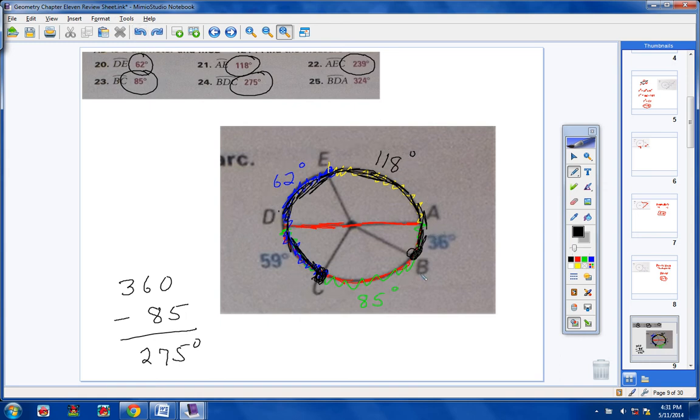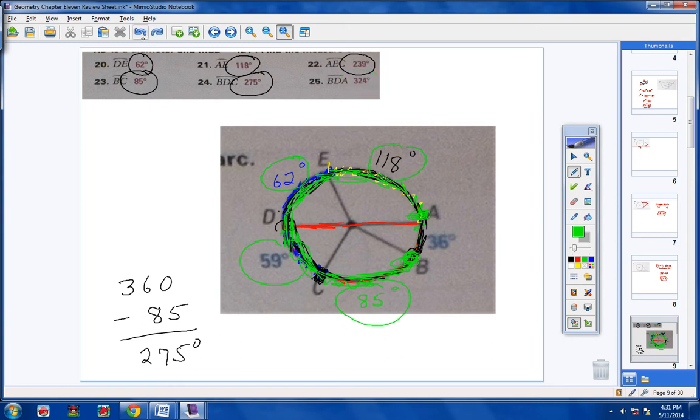So you want to start here with B, go to D. I need to change colors here, something bright. Let's start with B. I'm going to go all the way to D. So from B to D, and then from D on around to A. So there we go. There's arc BDA. So really I could add 85 plus 59 plus 62 plus 118. If I did that, I would get the right answer, which is 324, and that's fine.